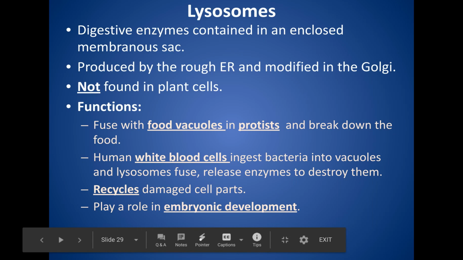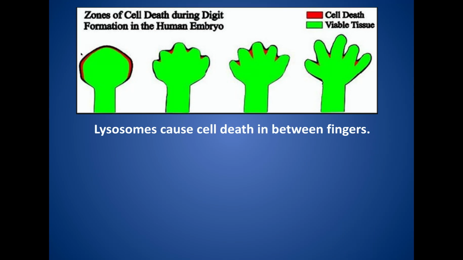This is my favorite function of lysosomes. Early on in development, when you're still in the embryonic stage, but you have limbs that have formed, your digits or your fingers are all connected by fleshy tissue. The cells in between your fingers actually rupture their lysosomes, and all those digestive enzymes cause that tissue to die between your fingers, and that's what allows your fingers to become separate. So without lysosomes, you'd have basically a webbed hand.